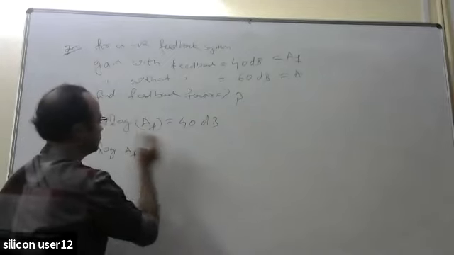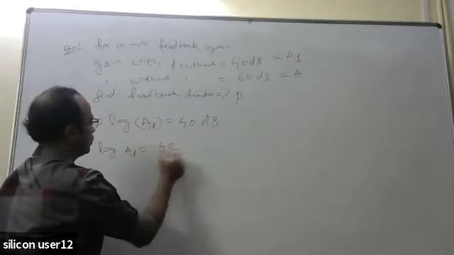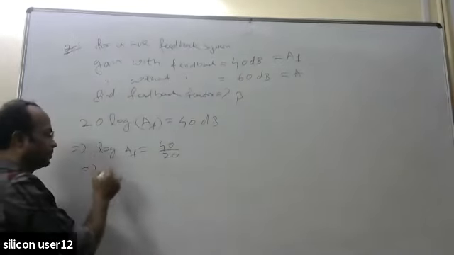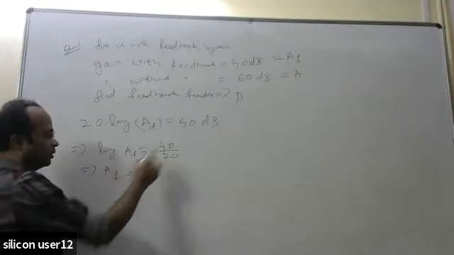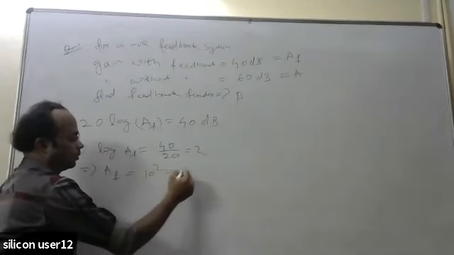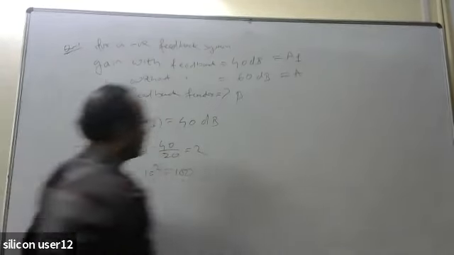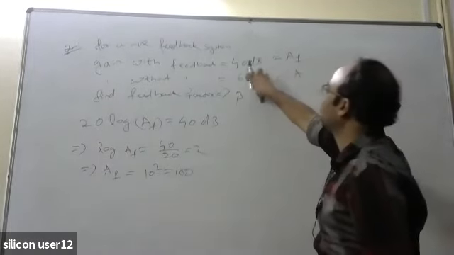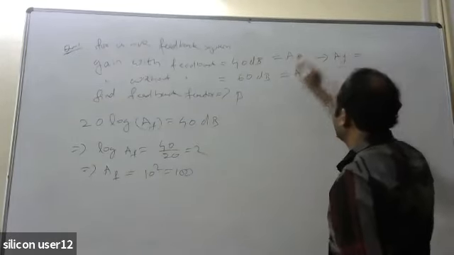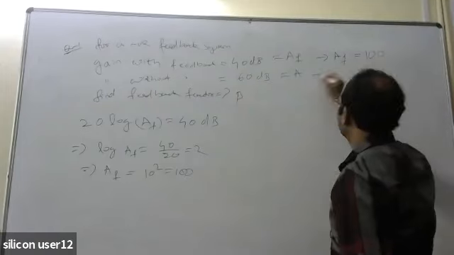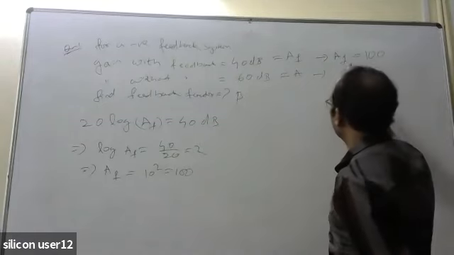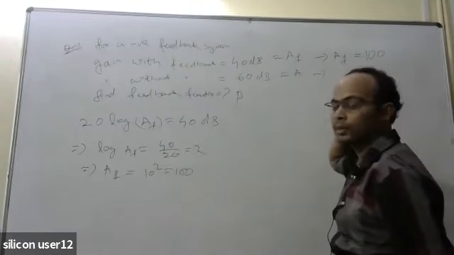Log AF equal to how much? AF का वैल्यू 10 to the power 2 होगा. हाँ, plus होगा. 100. Okay, that means here this AF in dB is 40 dB, implies AF in magnitude is equal to 100. Similarly A which is represented in dB is 60 dB. So A in magnitude you can calculate how much it will be.